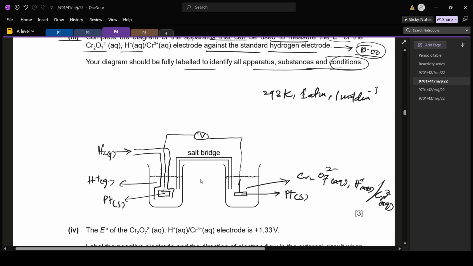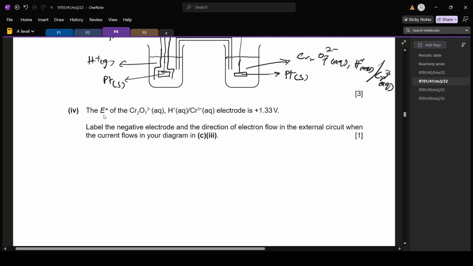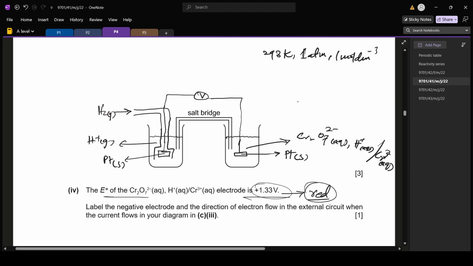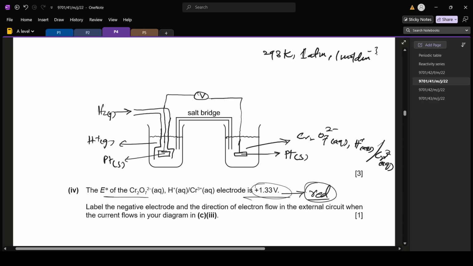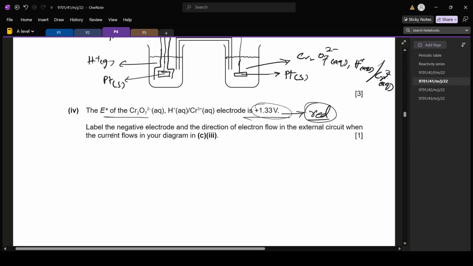So this is your label diagram. Part 4, the electrode potential of the dichromate electrode is positive 1.33, so this means this is reduced. Because the electrode potential of hydrogen is 0.00, this is the lower electrode potential, so the hydrogen is oxidized and this is reduced. Label the negative electrode and the direction of electron flow in the external circuit.